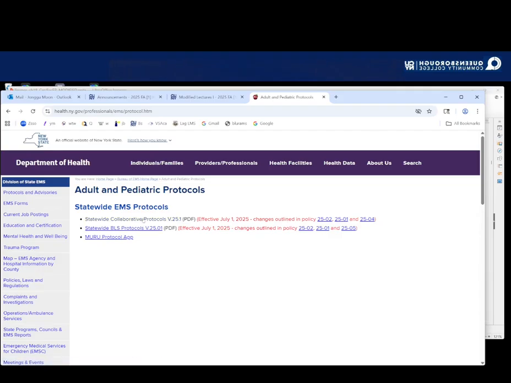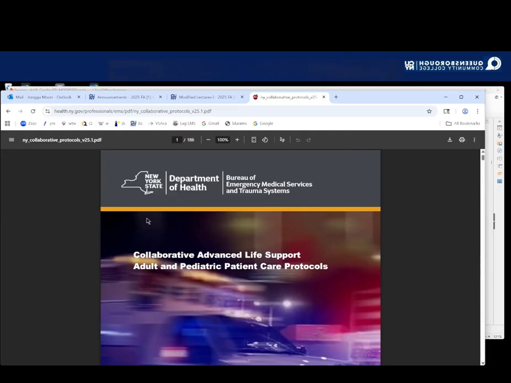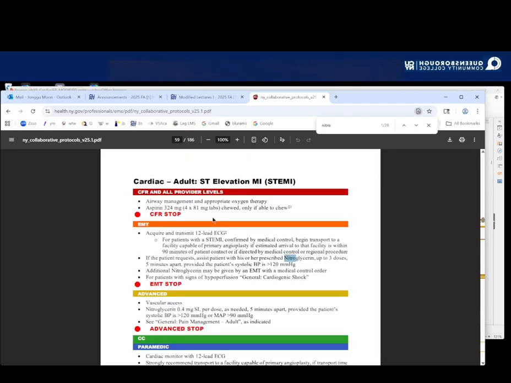Let's see. What's the difference, collaborative and BLS? Collaborative includes the paramedic level. BLS is BLS purely, but let's just click the first one because we're used to clicking the first thing. Here we've got the 186-page protocol now, of which you should know the whole thing by the end of the semester. You should try to memorize as much of this as you can before you take the state exam. Why are we here? Oh yeah, so let's search nitroglycerin, and let's see what comes up.